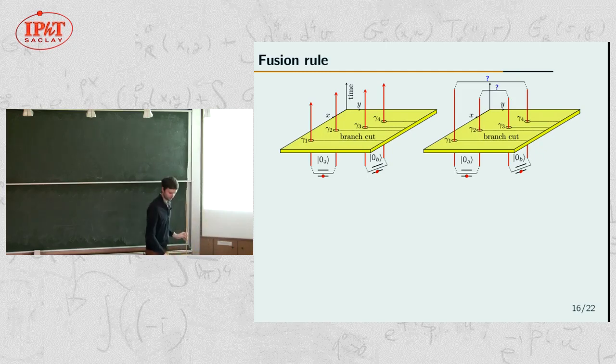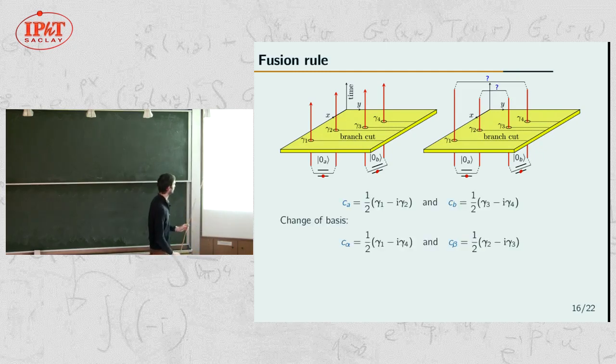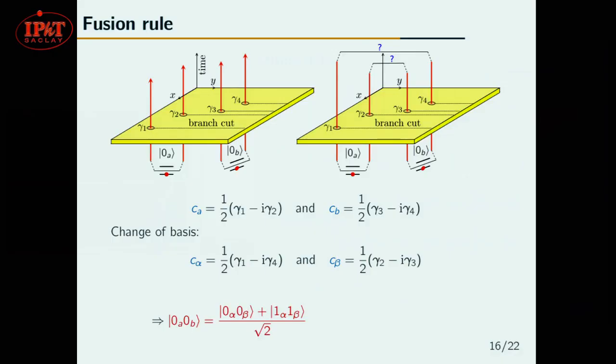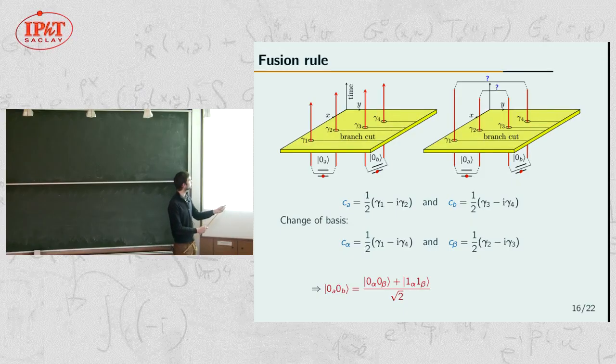And if you do the computation, you introduce a new basis made of new fermionic modes alpha and beta, made by combining 2 and 3 and 1 and 4. You can show that this state, which was 0, 0 in this basis, becomes an equal weight superposition of 0, 0 and 1, 1 in this new basis. Meaning that when you bring 2 and 3 together, you can get either a fermion or nothing with equal probability, and you will get the same result if you pair gamma 1 and 4 together.